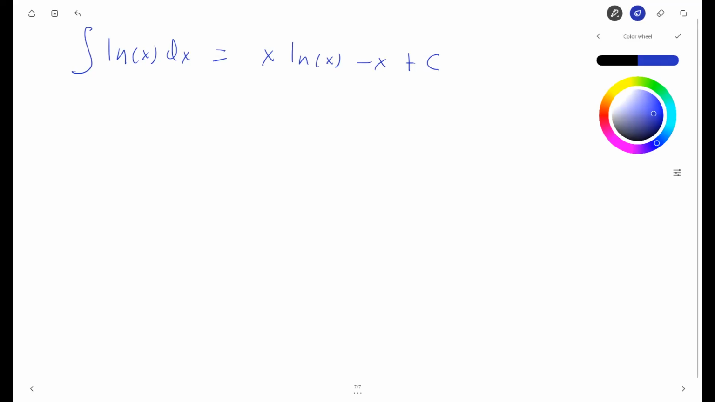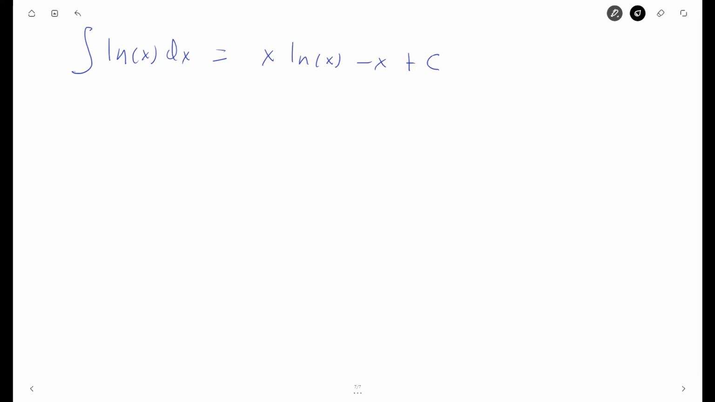So the integral I'll be talking about is the integral of ln of x dx. It says that the integral of ln of x is equal to x ln of x minus x plus c. Okay, so we will be working to solve this integral using integration by parts.